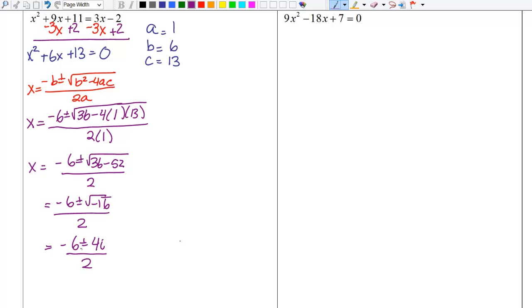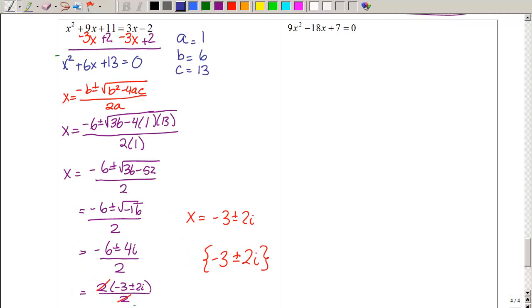Now, I'm almost done here. I still need to reduce because both 6 and 4, the coefficients in the numerator, can both be divided by 2. So I'd like to factor out a 2 out of the numerator, which leaves me with negative 3 plus or minus 2i over 2. The 2 that I've factored out of the numerator and the 2 in the denominator divide out to 1, so my answer is x equals negative 3 plus or minus 2i. Notice I still have two answers, just like in my previous problem. Because I have a quadratic equation, I'm still having two answers, negative 3 plus 2i and negative 3 minus 2i.